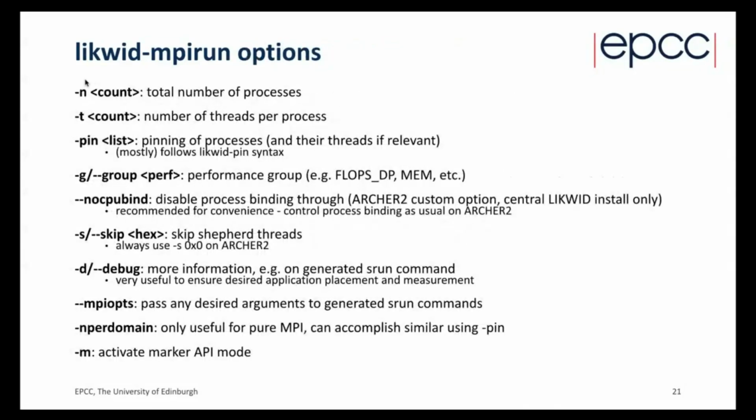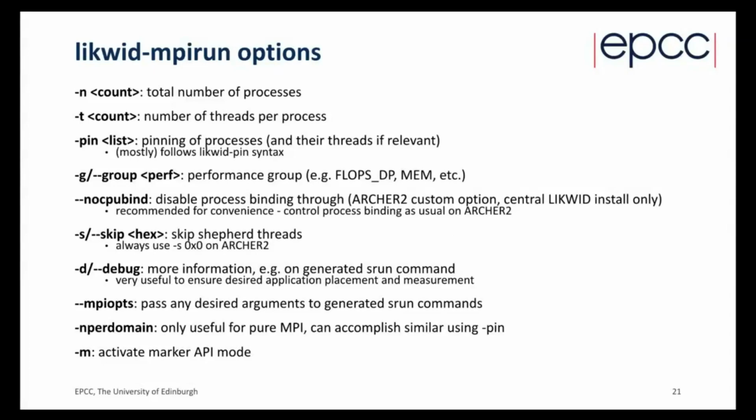Some options to be aware of, and this is documented on the ARCHER2 website now. We have a documentation page under data in the user guide under data analysis and tools for LIKWID. These are likwid-mpirun options. You specify the total number of processes, the total number of threads per process, your desired pinning of processes and threads if relevant. And again, this uses the likwid-pin syntax, as I already hinted.